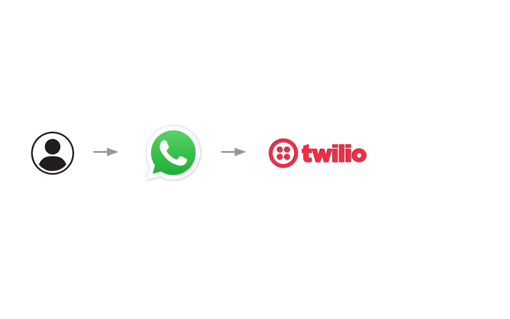This is how it works. Our user sends a message via WhatsApp. We receive this message using Twilio and we send it to OpenAI. The assistant produces the answer that we send back to Twilio, to WhatsApp, and to the user.